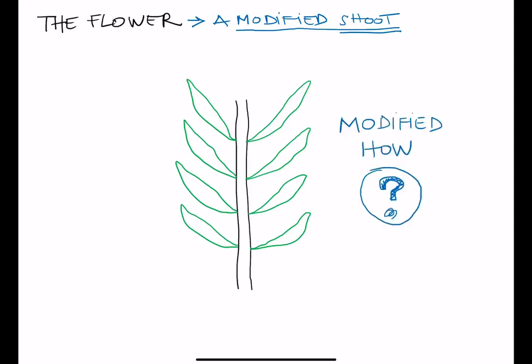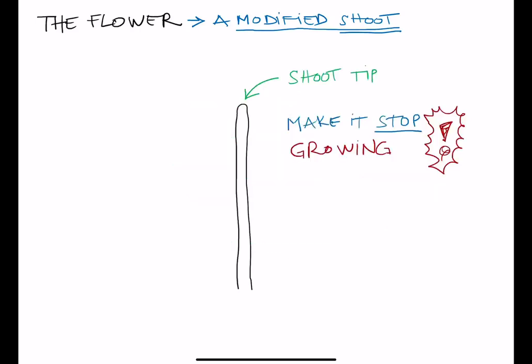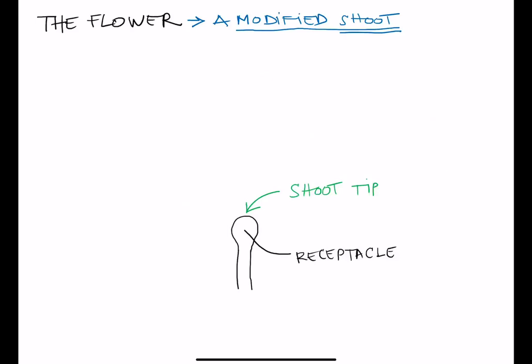What? Okay, I know, that sounds wild. How is it modified to become a flower? Well, evolutionarily speaking, the first step is to make it stop growing. So we've got a shoot tip, and it is now determinate. It stops right there, and now we've got this location.